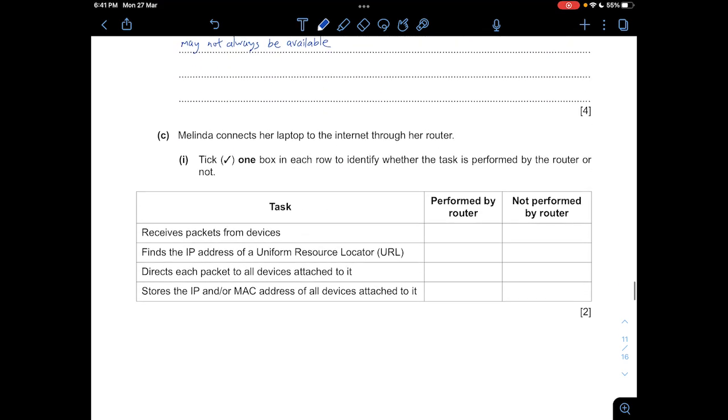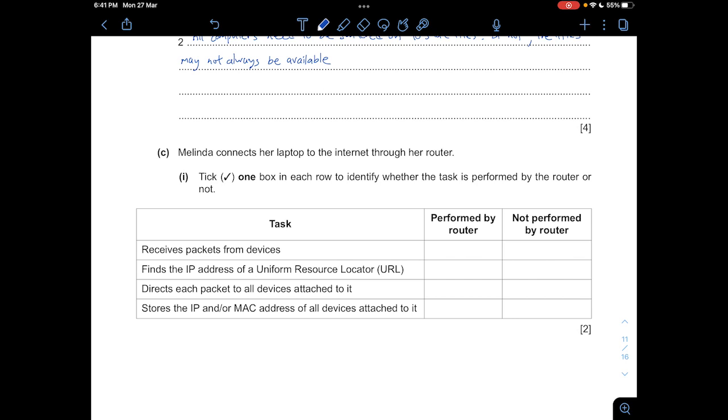And now we're going to move on to C. So here, Melinda connects her laptop to the internet through her router. So what does a router do? A router receives packets from devices, right? It receives packets from devices.